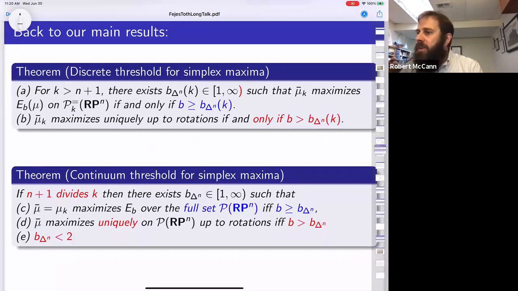Okay, so I've restated the two theorems that I described before, and I'm going to spend some time talking about the proofs then.